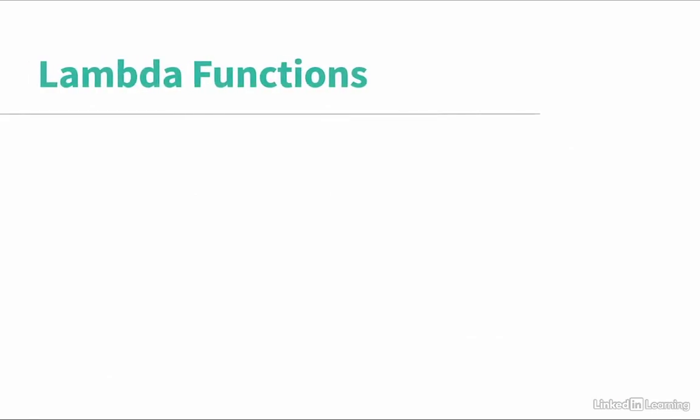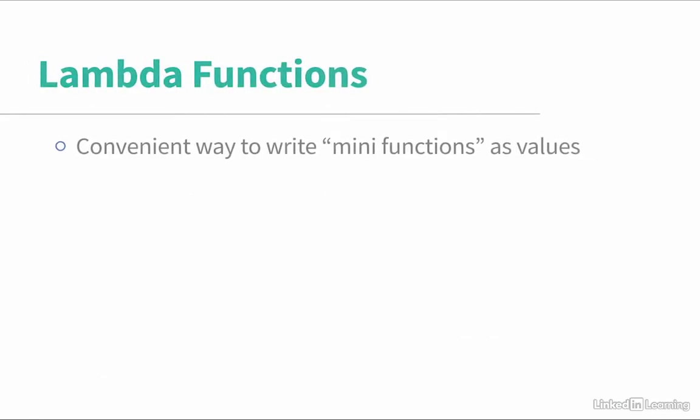A lambda function is really a convenient and concise way to write little mini functions that you just need while you're writing your code. And that's it. You are now a functionally competent programmer.